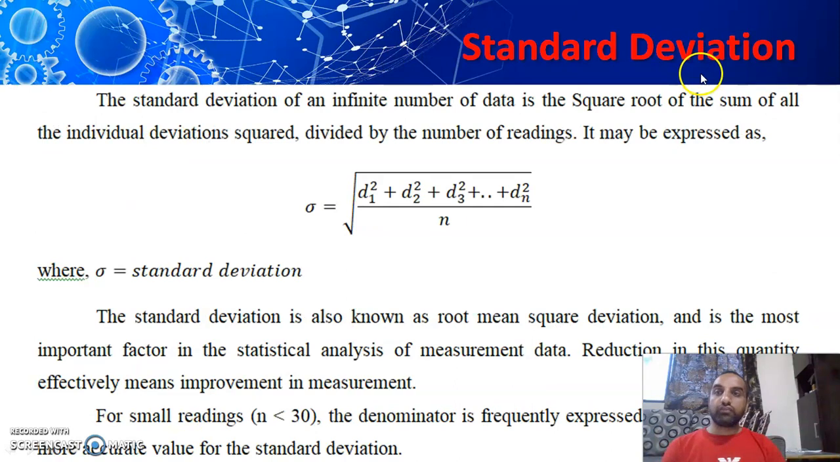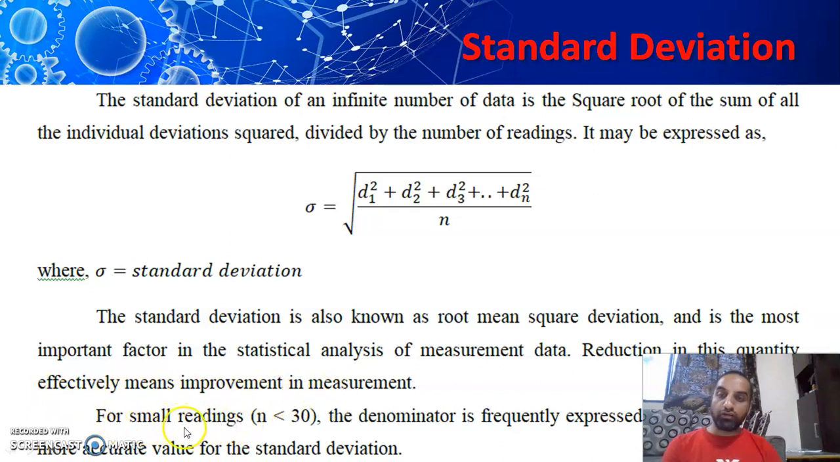Now, what about standard deviation? The standard deviation of an infinite number of data is the square root of the summation of all the individual deviations squared, divided by the total number of readings. It means we have to take the square of each deviation, sum all of them, and divide by the total number of readings. When we take the square root, we get the value of the standard deviation. Standard deviation is also known as the root mean square deviation. It is the most important factor in the statistical analysis of measurement data. So a reduction in this quantity effectively means improvement in the measurement.